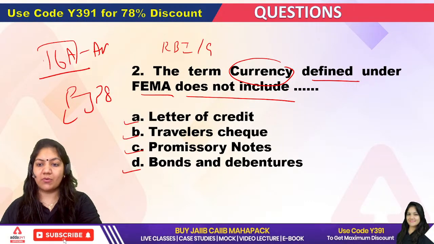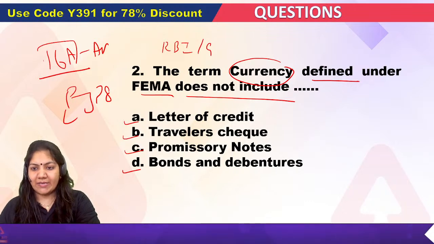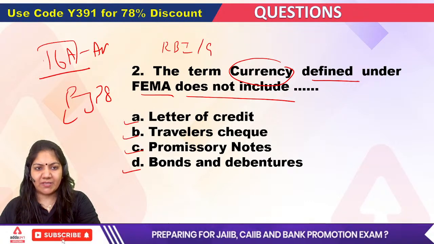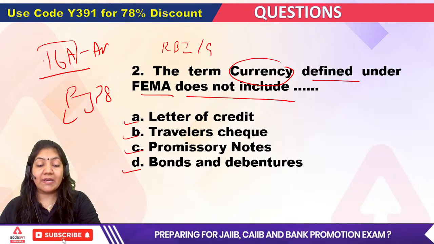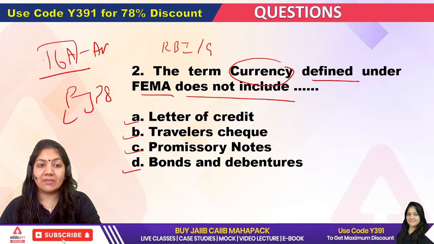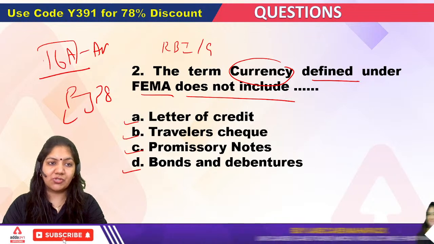Okay, A, C, promissory note. The term currency defined in FEMA does not include. Please see the question.